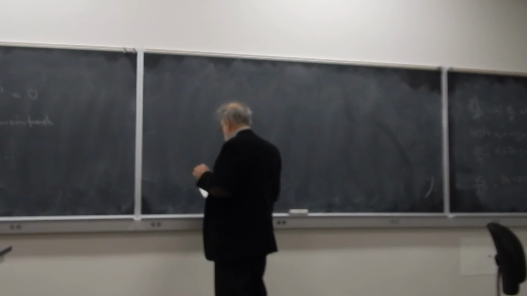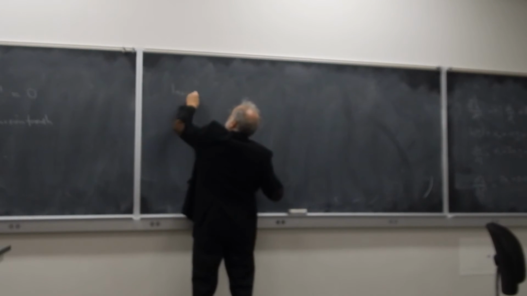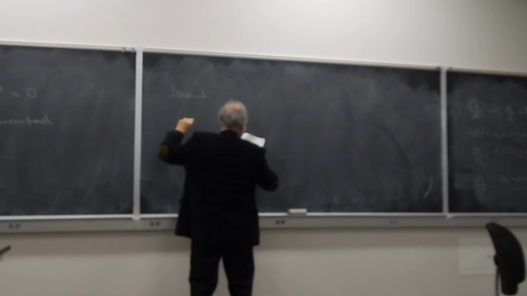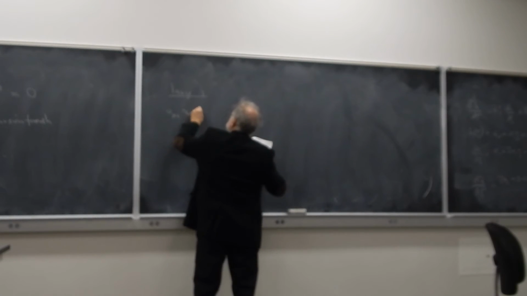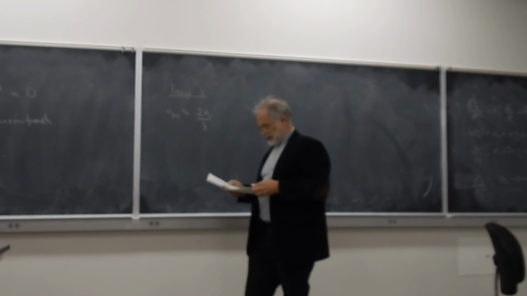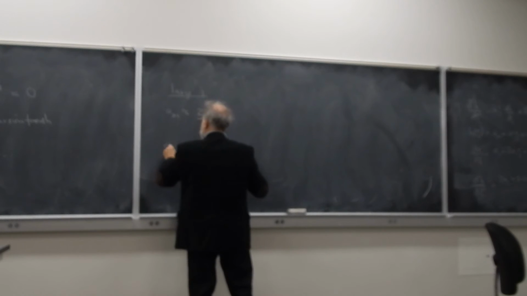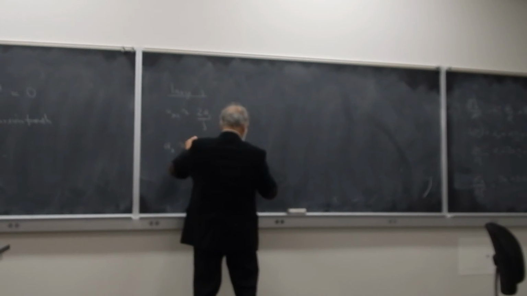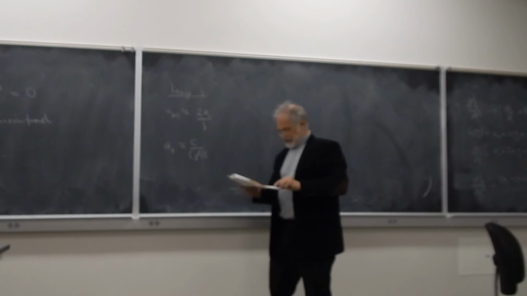So this is what we'll do. At very large j, my recursion formula will become approximately a sub j plus 2 is approximately 2 a sub j divided by j. Thus, the approximate solution would be a sub j is approximately some constant divided by j over 2 factorial.